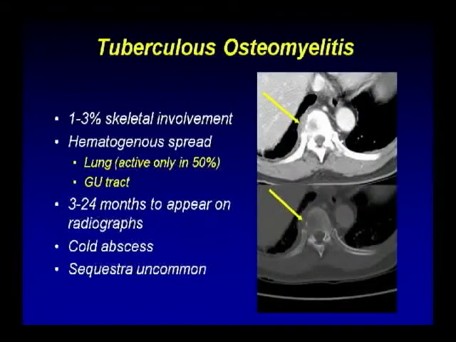Tuberculosis is a very special infection. It is involving the skeletal system in 1 to 3%, and usually it comes from hematogenous spread, mostly from the lung, but also from the genitourinary tract. It may take a really long time before you see it on the radiographs, and we are going to discuss that in a little while. So it really takes a long time for it to be seen. You may find cold abscesses, and sequestra are relatively uncommon.